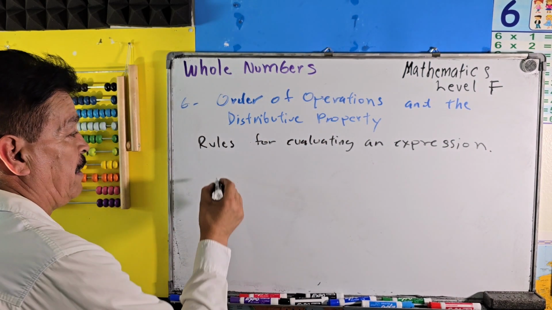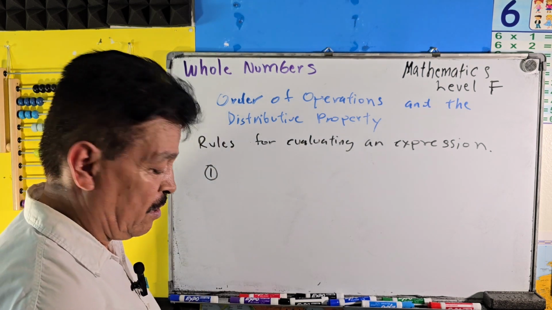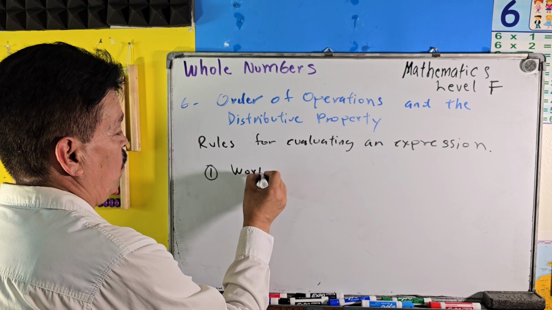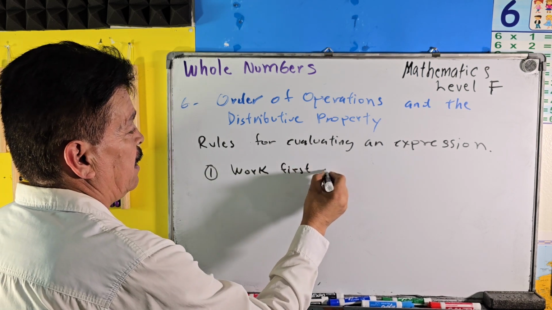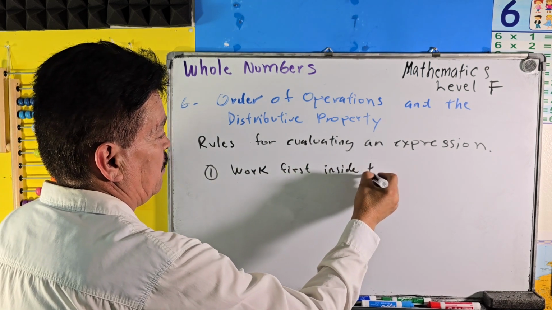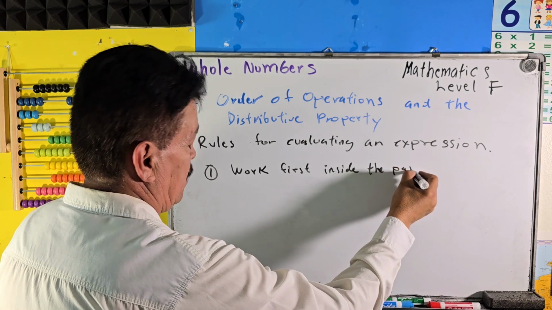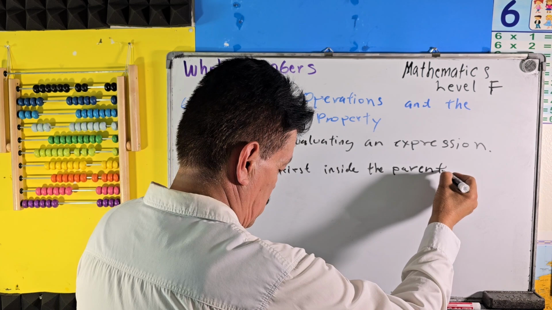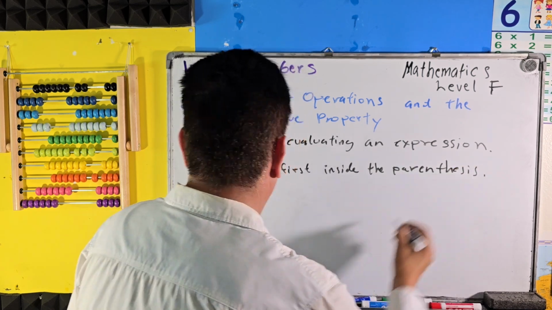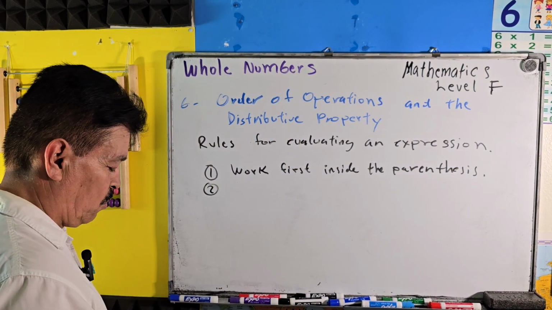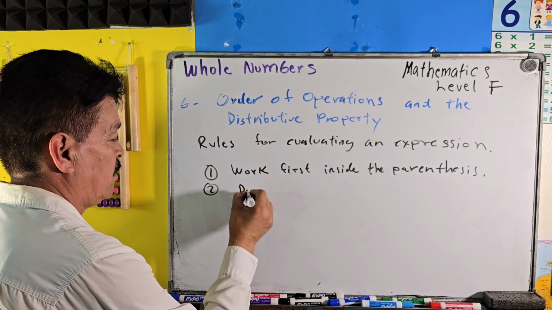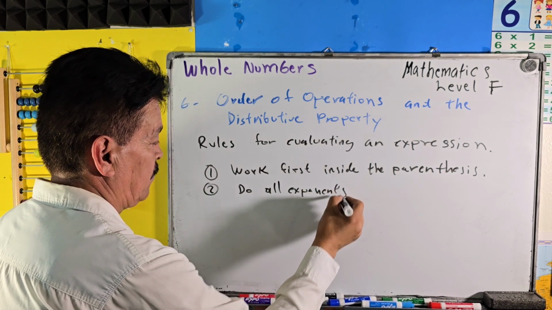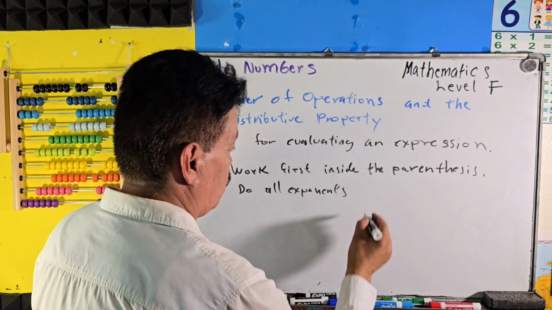Okay, the rule is number 1. Keep this rule in mind. First rule, work first inside the parentheses. That's number 1. Number 2, do all exponents and roots.